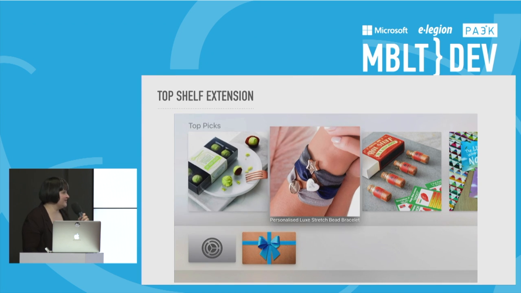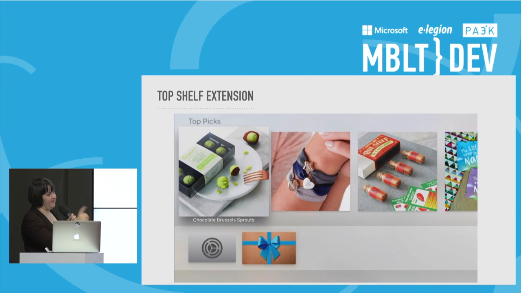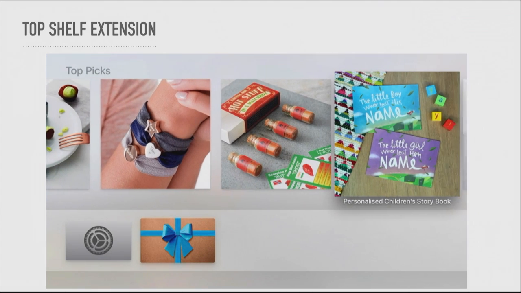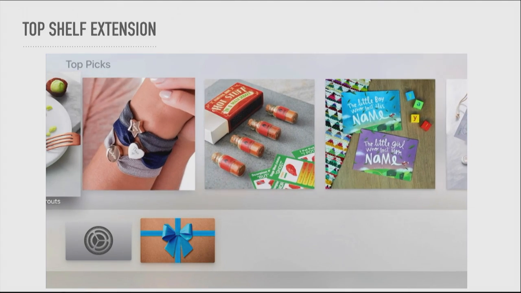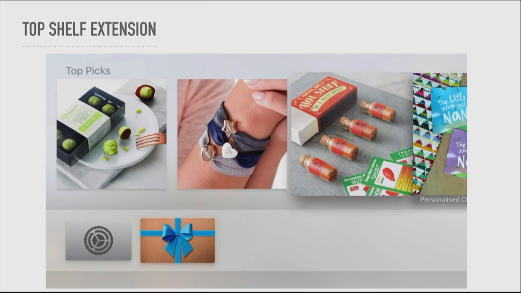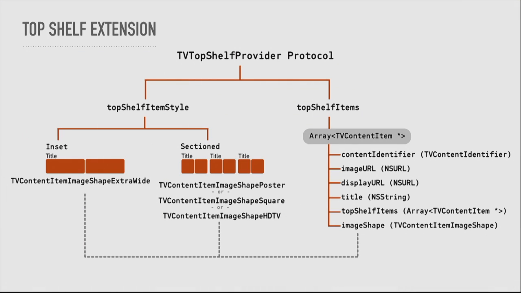And then there's also the top shelf. Basically, users can put up to 5 apps in the top shelf. And then when the app is focused, it shows related content. So you get to define what these things are that it shows. And it's really easy. Surprisingly easy, and not that many people are doing it yet. But basically, you add a top shelf extension. It creates a class that conforms to the TVTopShelfProvider protocol.